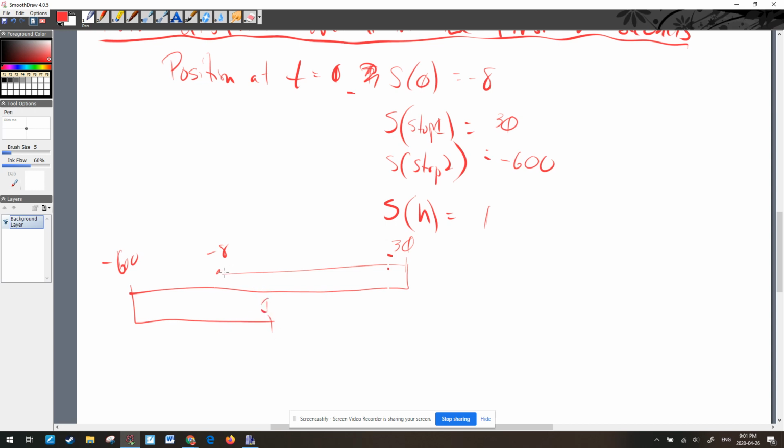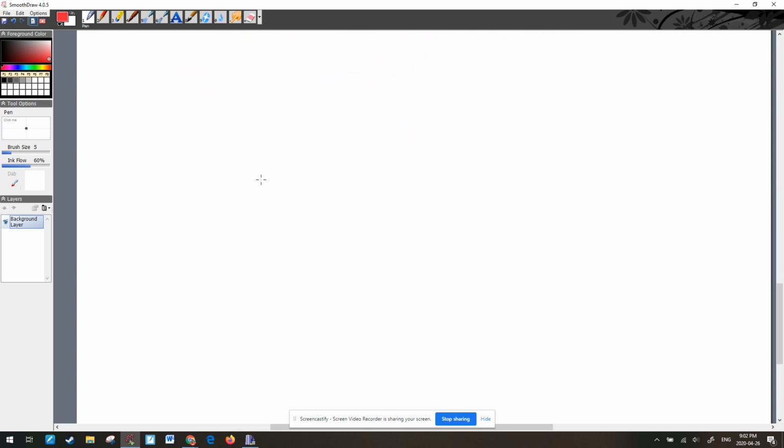And then what you're going to do is find out how long each of these segments is. So this segment goes from -8 to 30, so that segment was 38. This segment goes from 30 to -600, well, that's 630. And that goes from -600 to 1, so that's 601. And then you'd add all those up, and that would be the total distance. Okay, so that's kind of SVA in a nutshell. Lovely. On we go.